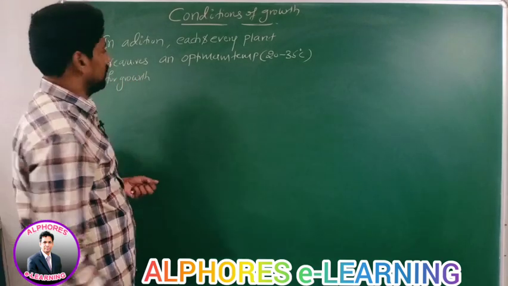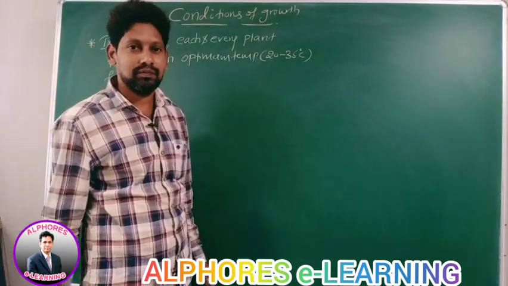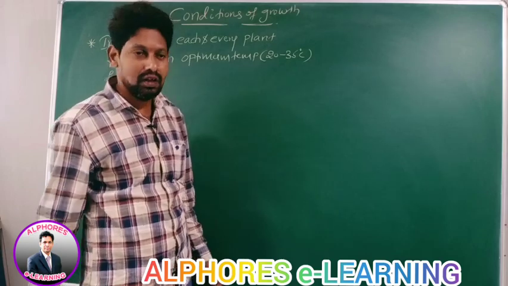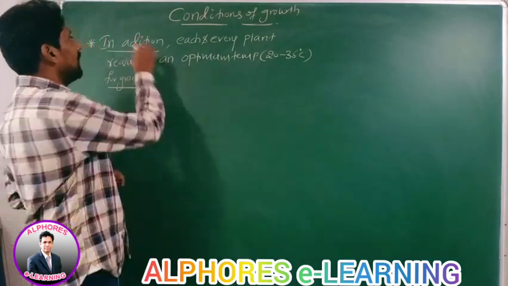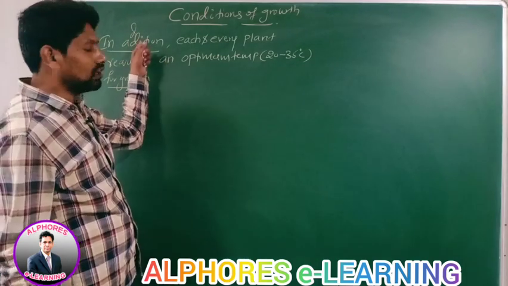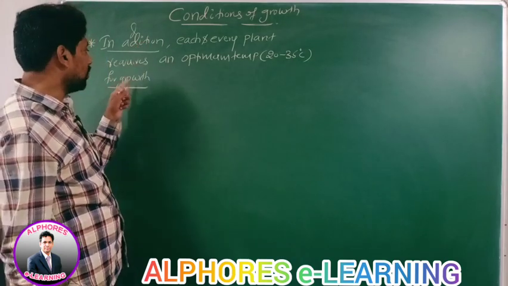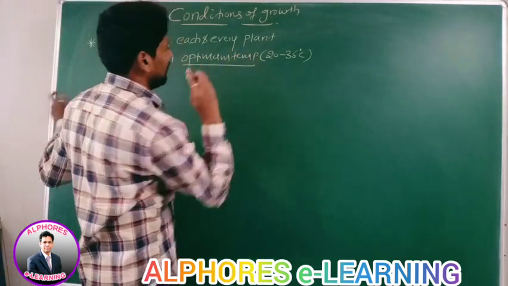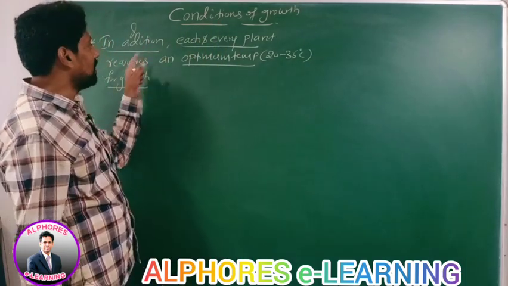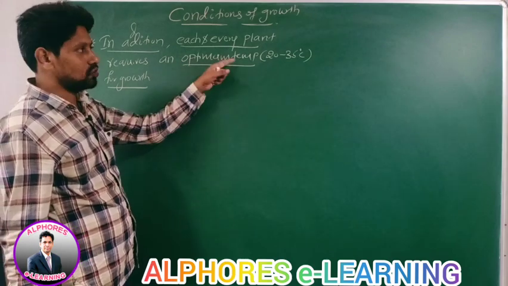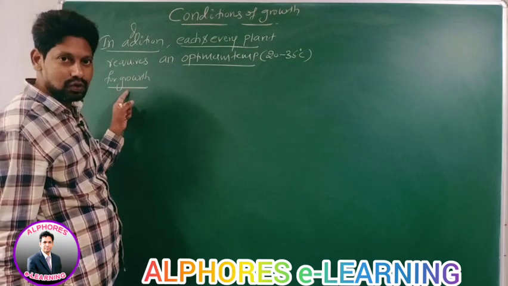Listen to this statement carefully. In addition to nutrients, oxygen and water, what more is required for growth, sir? Optimum temperature. Each and every plant requires an optimum temperature, that is 20 to 35 degrees Celsius for what, sir? Growth. Is it okay?